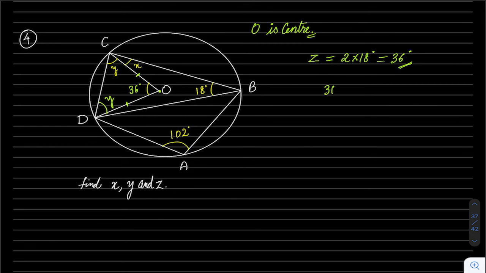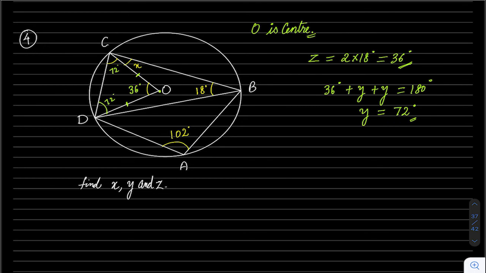So again I will say 36 degrees plus Y plus Y will be equal to 180. From this I am getting Y as 144 by 2, that is 72 degrees. So that is my answer for Y. Okay, very good. Now let's remove this Y and fill this with 72 degrees. Now I know a lot of angles, and I am getting more confident.